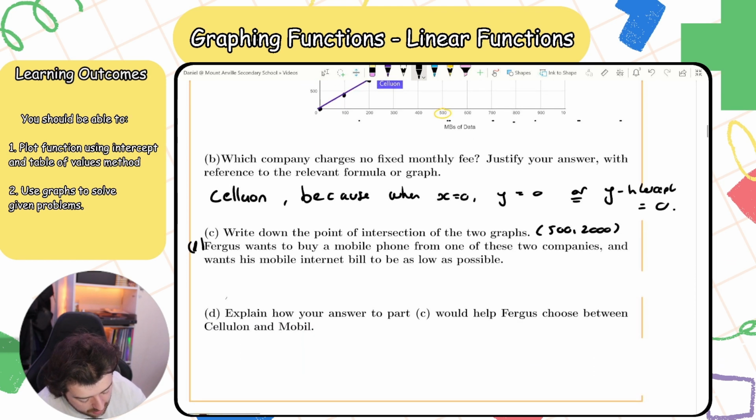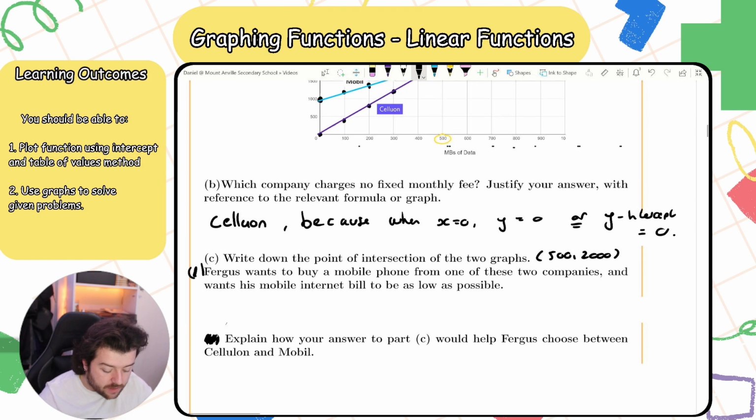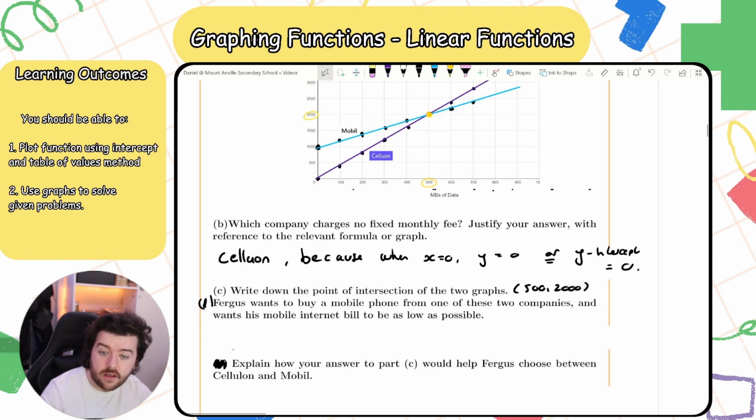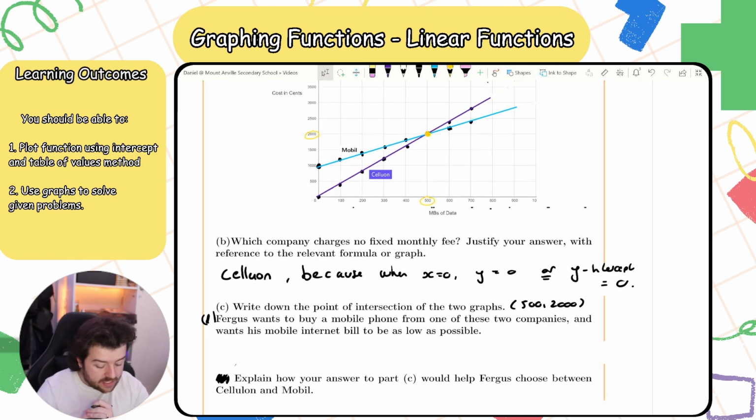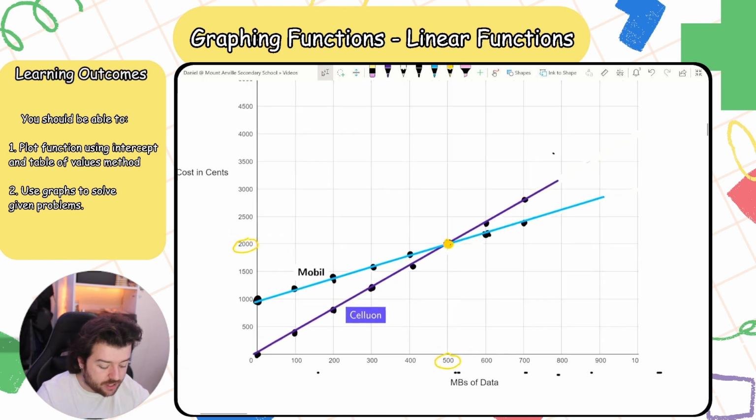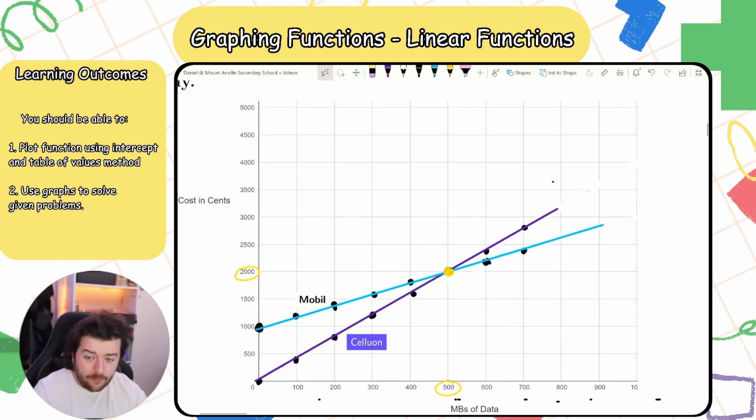So Fergus wants to buy a mobile phone from one of these two companies and wants his mobile internet bill to be as low as possible. Explain how your answer to part C could help Fergus choose between Cellulon and Mobile. So Fergus wants to buy a mobile phone, right? And he doesn't know which one of the two companies to choose, and he wants his mobile internet bill to be as low as possible. So we want to explain which one is the better option for him. Well, again, like any deal, it depends on his usage, right?